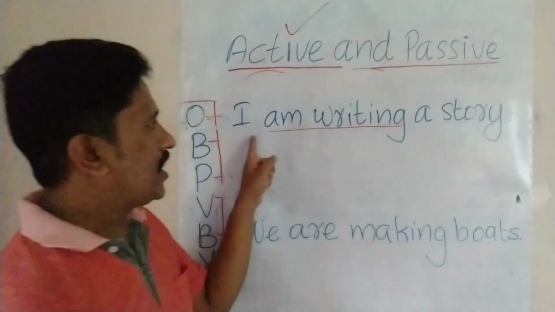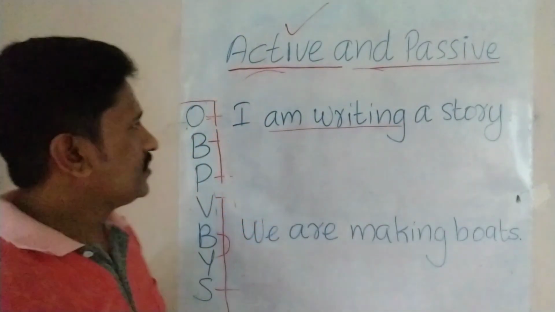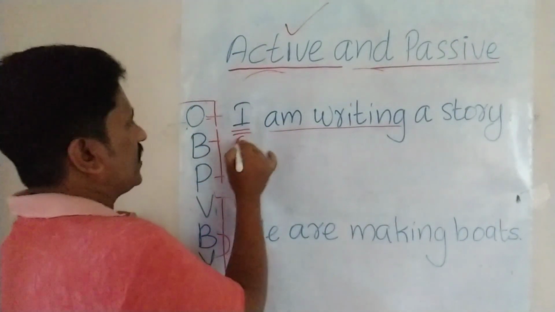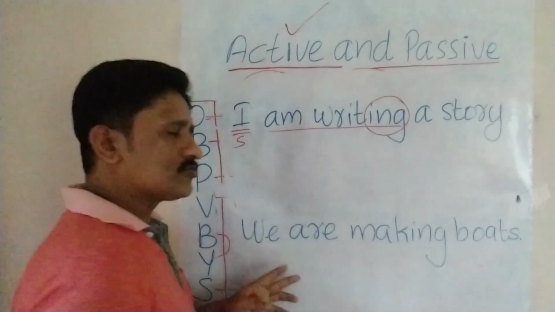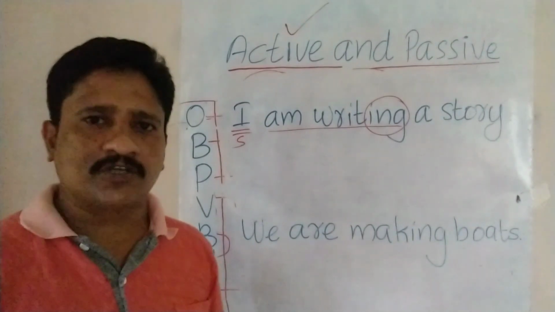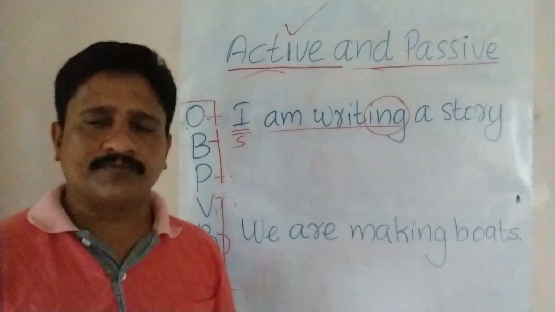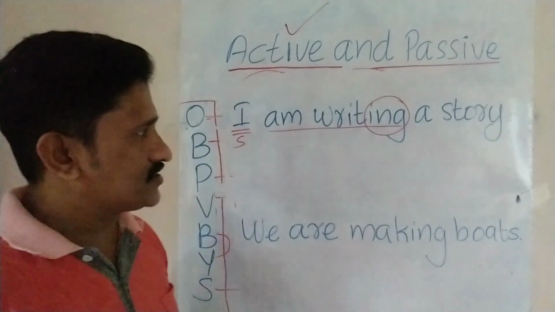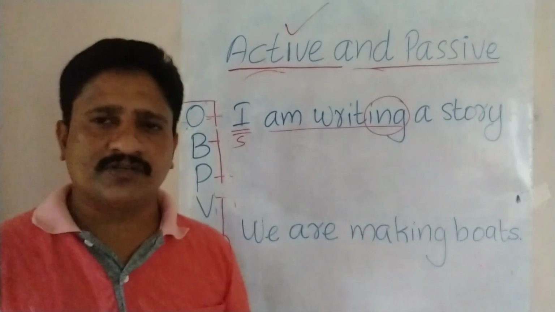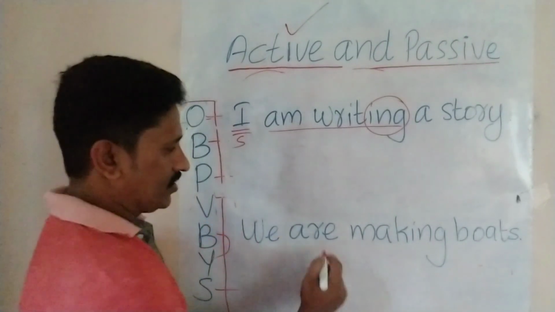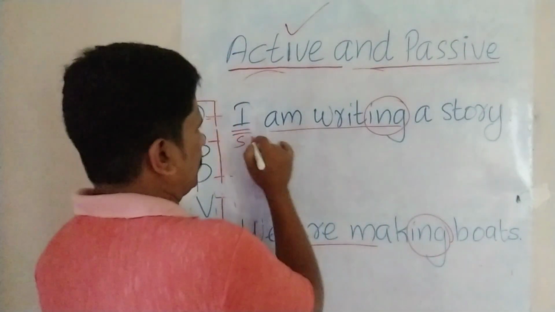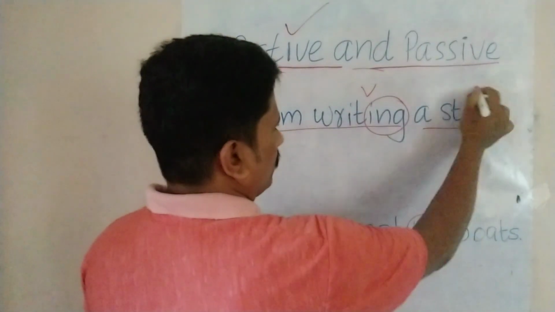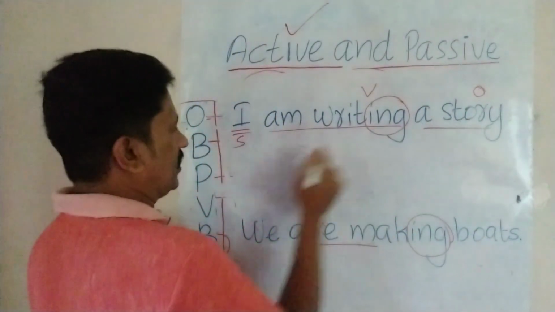You might have noticed I'm writing a story. Okay, so here the subject is I, writing. You might have noticed that it comes in ing form. So when the verb happens in ing form, it could be either in present progressive or past progressive tense. That is also called present continuous or past continuous tense. Okay, so you might have noticed the use of ing. So subject, verb, and object. So begin with the object, a story.